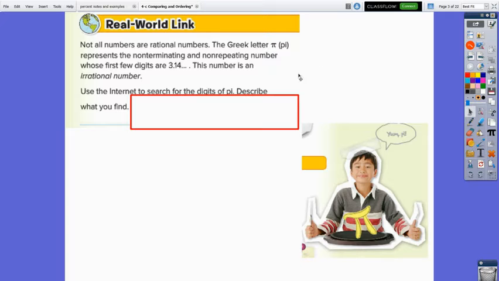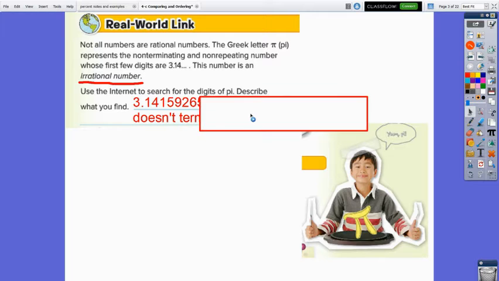There is a thing to point out, though, that not all numbers are rational numbers. There are also a bunch of irrational numbers. Irrational numbers are decimals that never end and never repeat. You'll talk a lot more about them next year. The Greek letter pi represents the most famous non-terminating, non-repeating decimal number. Some of you may have, in previous years, memorized a certain number of digits of pi. I don't know very many of them myself.